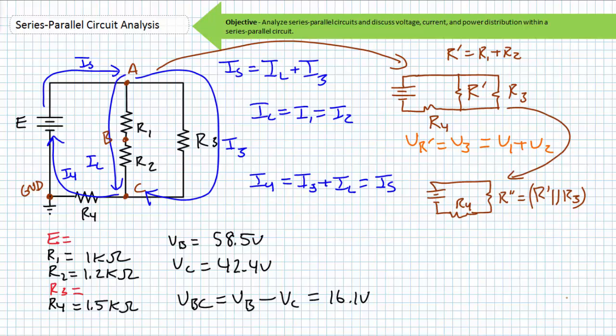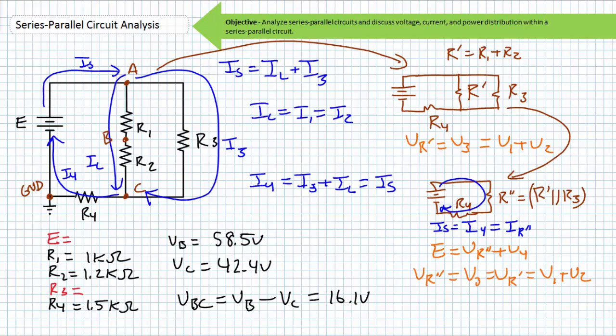Additionally, R' could be combined in parallel with R3 to make an imaginary resistor I'll call R double prime. R double prime is in series with R4 and will experience the same current through it. IS equals I4 equals IR double prime. Additionally, a KVL analysis of this simple series circuit suggests that E equals VR double prime plus V4, where VR double prime is the parallel combination of R3 and R', so V double prime should equal V3, which should equal VR', which equals V1 plus V2.